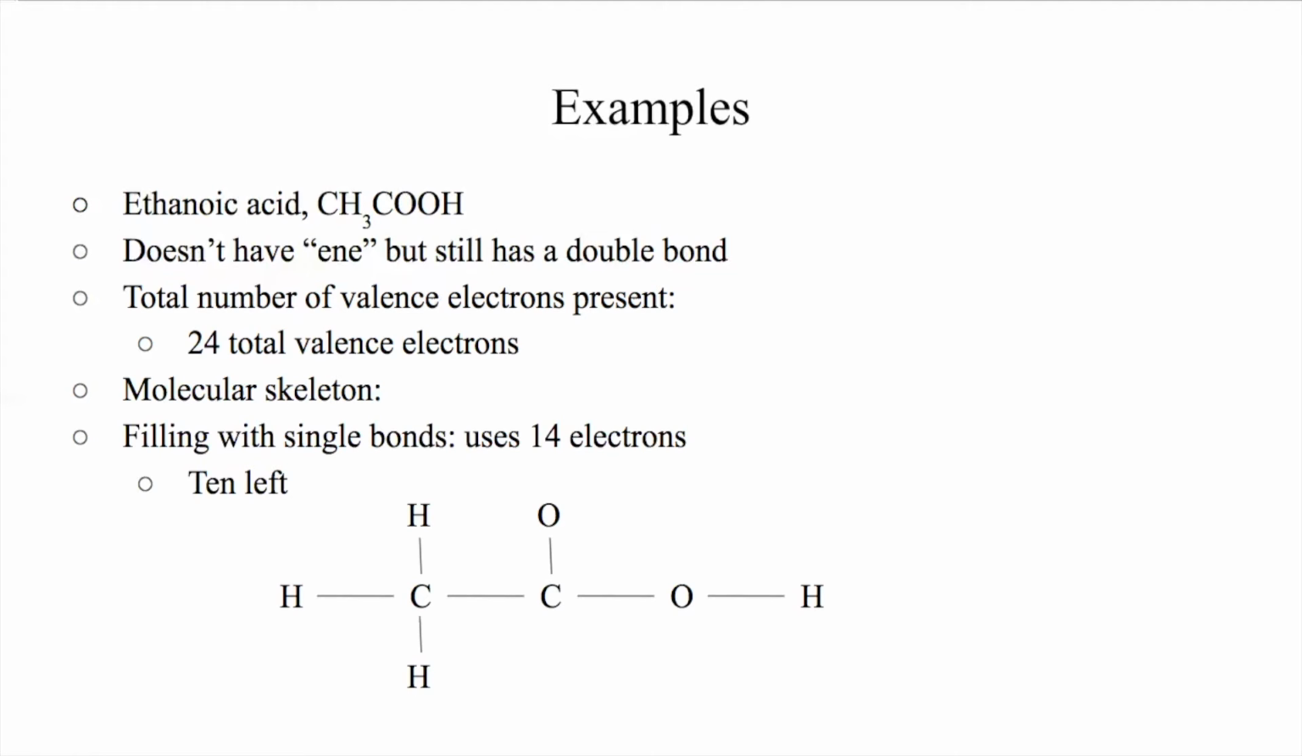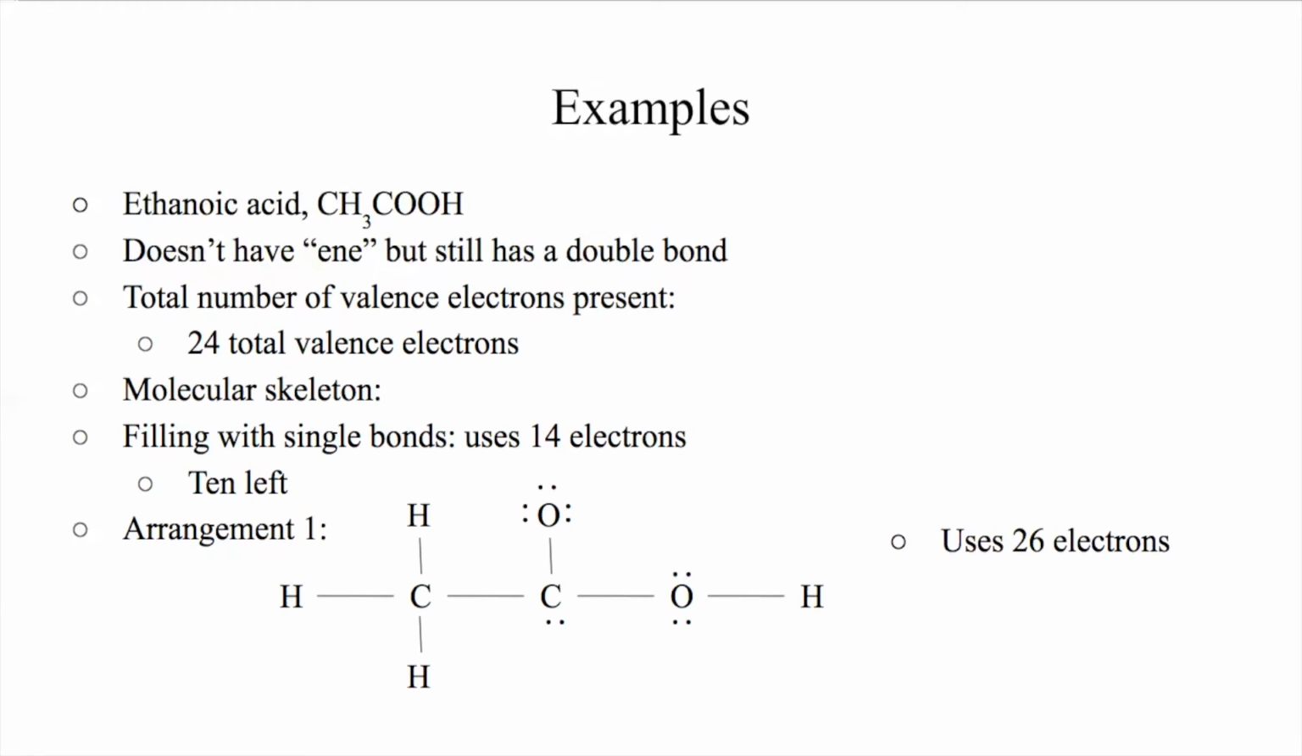Let's try a few different arrangements. First, let's try filling the rest of the octets with just lone pairs. We have to give this top oxygen 3 lone pairs, the carbon below it 1 lone pair, and the other oxygen 2 pairs. This uses up a total of 26 electrons. Too many.